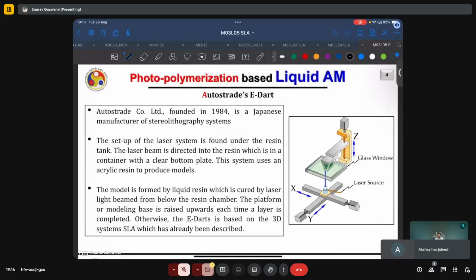AutoStrad, which is a Japanese manufacturer of stereolithography systems, uses a system where the X and Y axes are mounted onto the laser source. The laser source always acts normally to the liquid bed, thereby ensuring neither beam distortion nor loss of beam focus, whereas the Z motion is available with the stage.